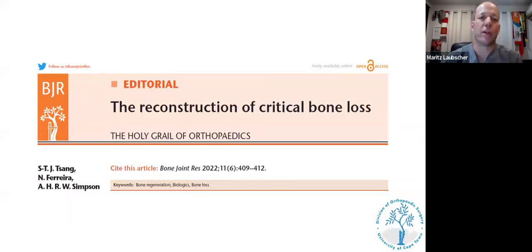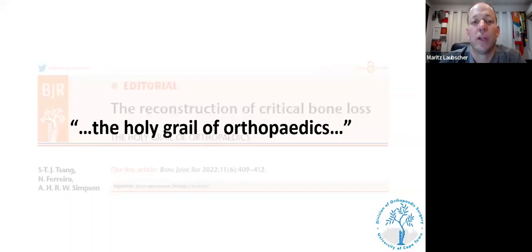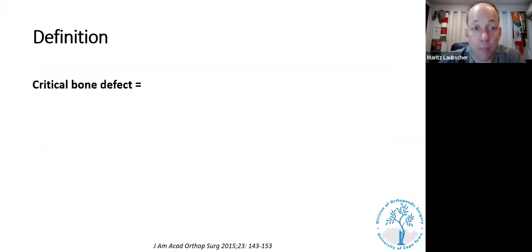So this is an editorial written by Nando and Professor Hamish Simpson, who is the editor of Bone and Joint Research, on the reconstruction of critical bone loss. And they basically say that finding a solution for reconstruction of critical bone loss that's easy and reliable is the holy grail of orthopedics. So more important than other things like arthroplasty. So let's start with a definition. So first question for me is, what is a critical bone defect?